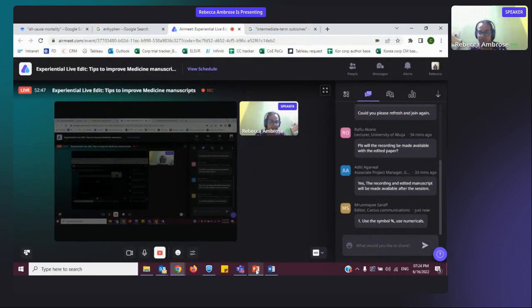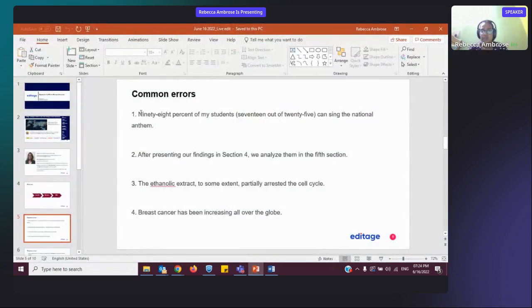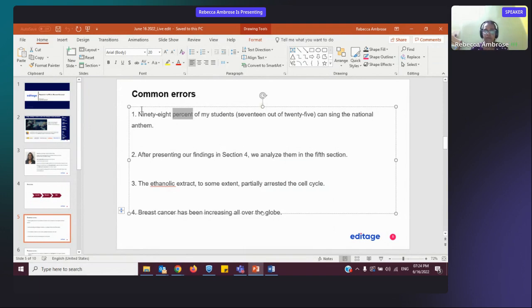Okay, so Mrinmai says use the symbol percent and use numericals. For this particular sentence, I don't think we can use the percent symbol over here because 98 is spelled out. Had 98 not been spelled out, then we can use the percent symbol. But because it is spelled out, we can't. We'll have to spell out percent as well.